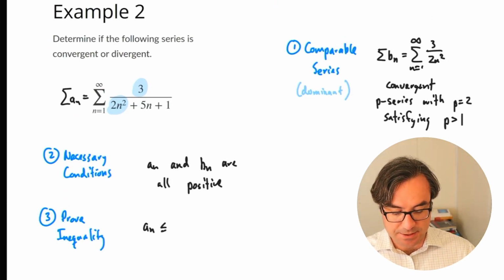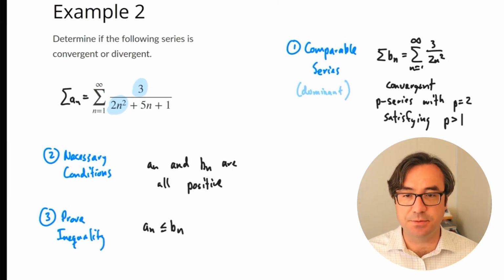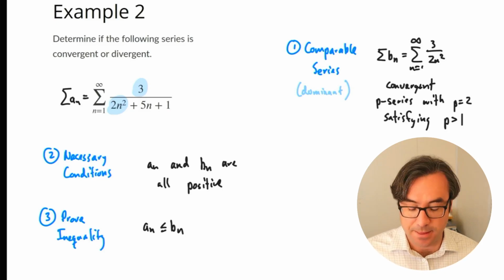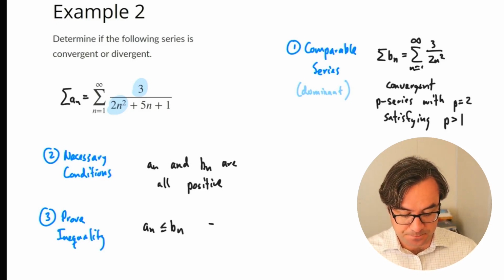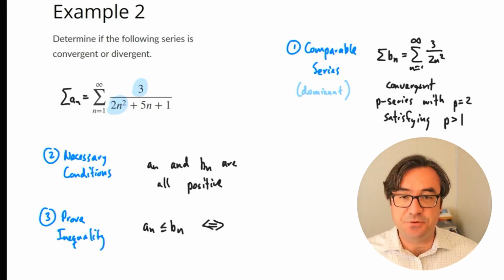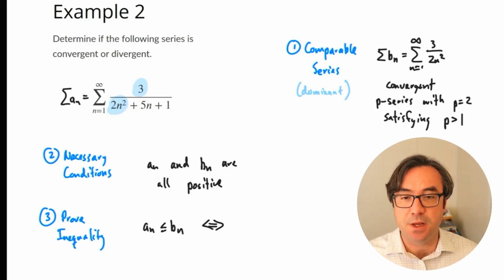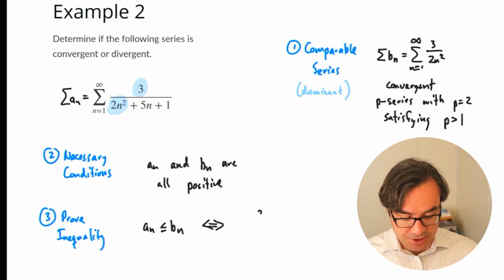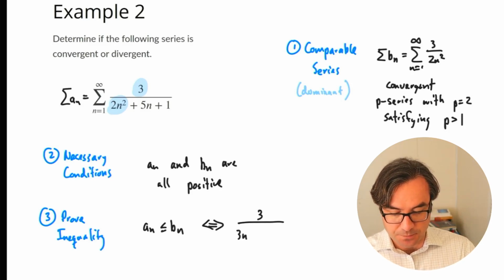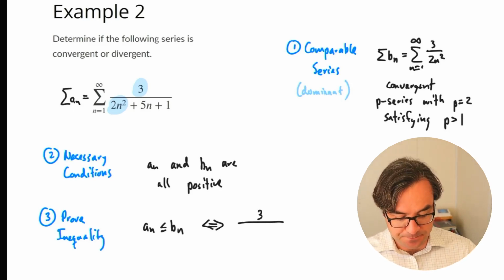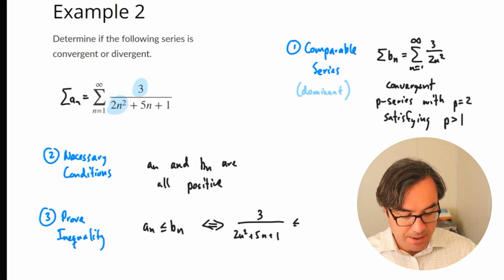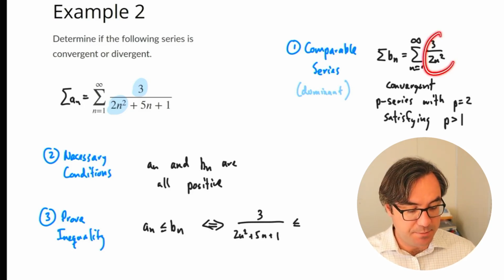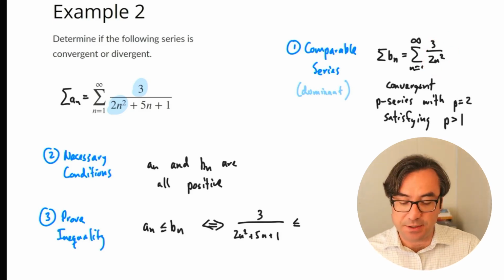So we want a_n less than or equal to b_n. So this is what we want to prove. Let's fill in what the terms are. So a_n is just the term from our original series, so 3 over 2n squared plus 5n plus 1. And b_n is 3 over 2n squared.